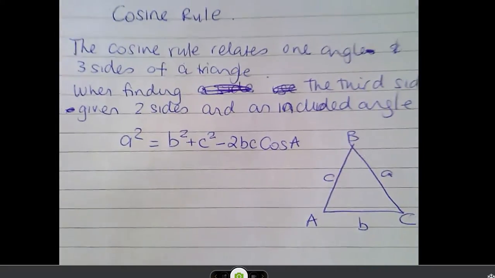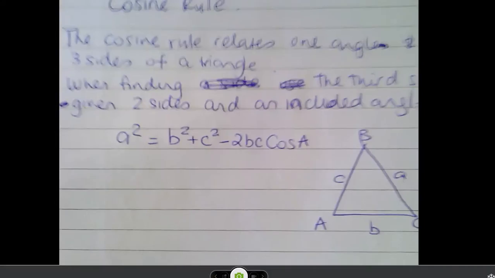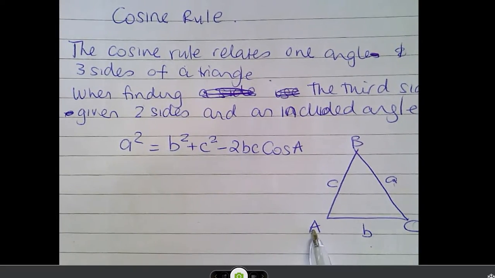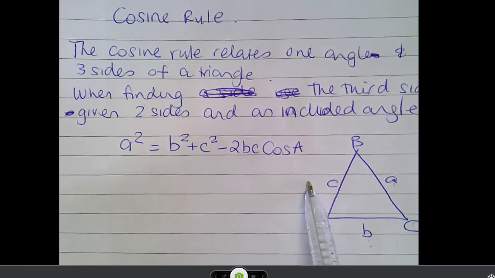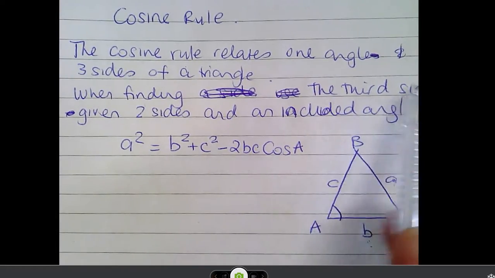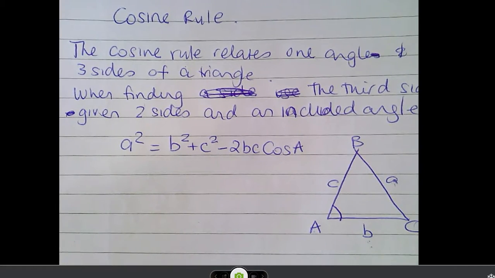So this is what I say. I say a squared is the other two sides squared, right? So if you want this one, you have to know the angle opposite it, right? So a squared, if you want this one, it's the other two sides squared, minus 2 times those two times the cos of the one in between. Again, it says when finding the third side, you have to be given two sides and an included angle.